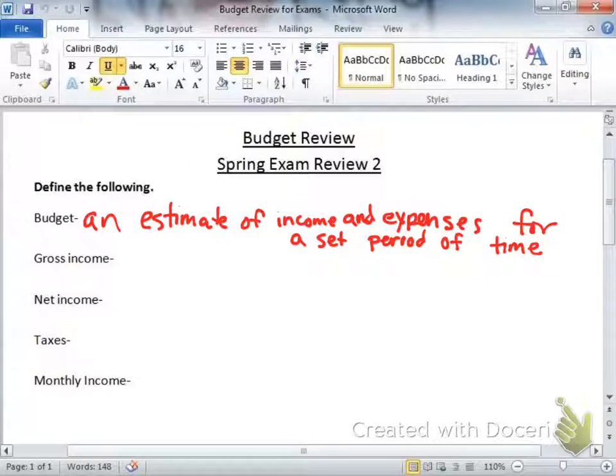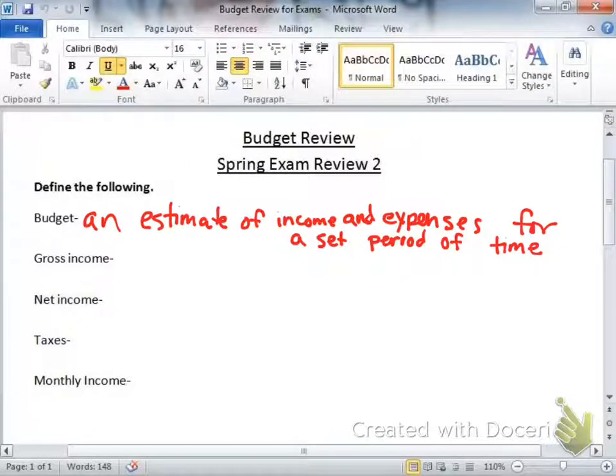So, in this class, we just looked up the average income of a certain career, and then we estimated the expenses. We did not actually go to the grocery store and buy certain groceries and calculate it out. It was just kind of an overall estimate of what your income might be and how you might spend your money. And the set period of time we used was a month. So we did a monthly budget. Any questions on the definition for budget?